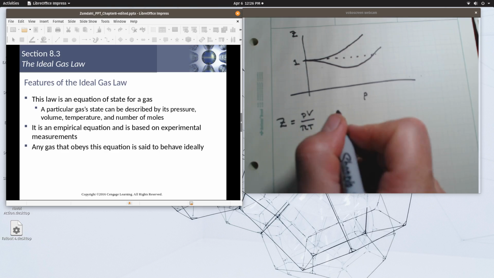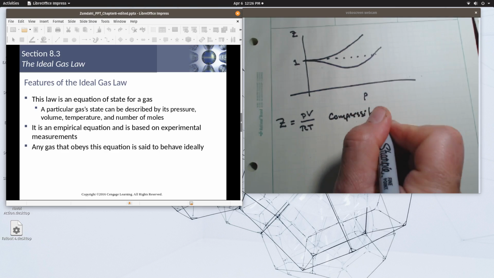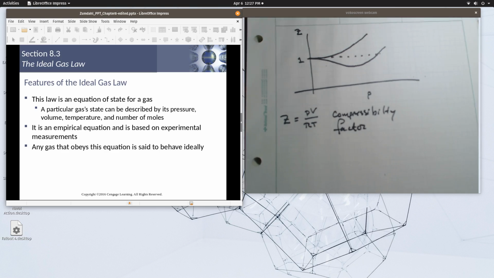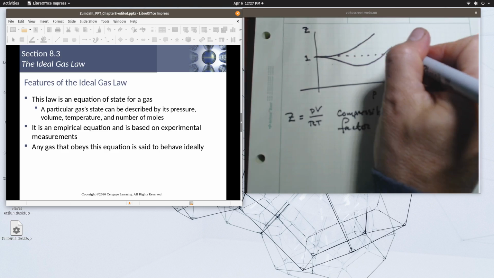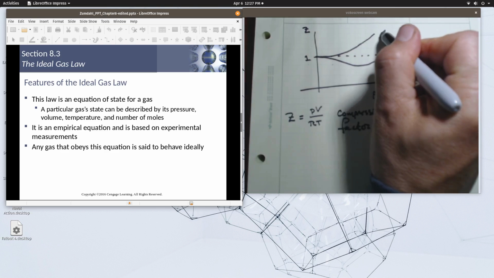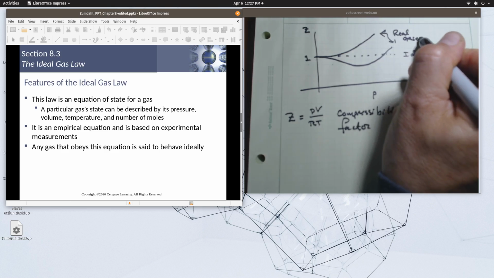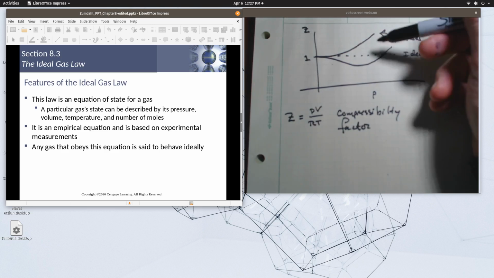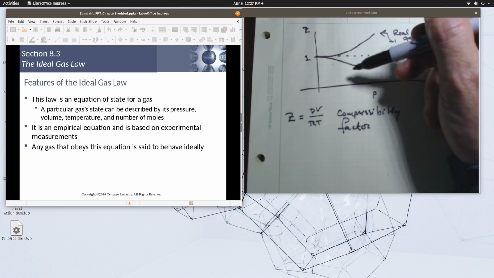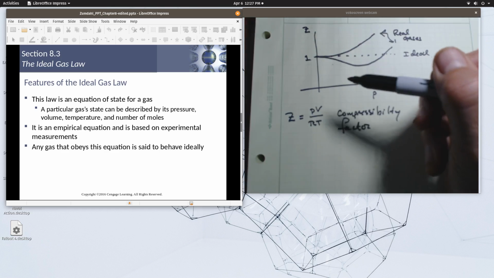This is called the compressibility factor. This is the ideal limit. The dashed line is ideal. And these would be 2 examples of real gases. They might have some sort of positive or negative deviation from ideal behavior, but they'll always obey the ideal gas law at low pressure.